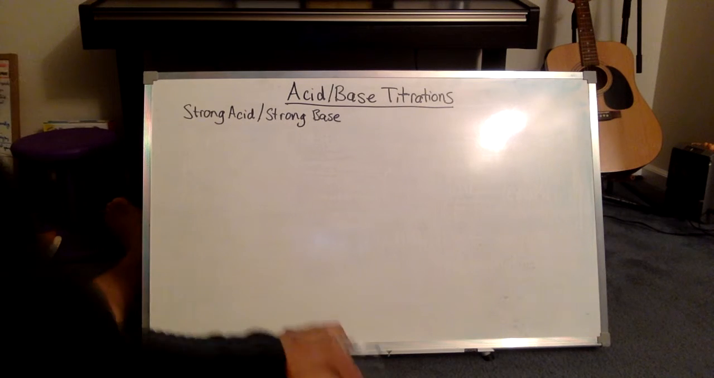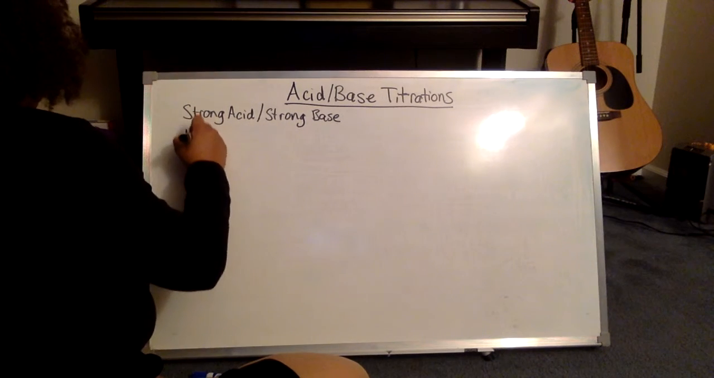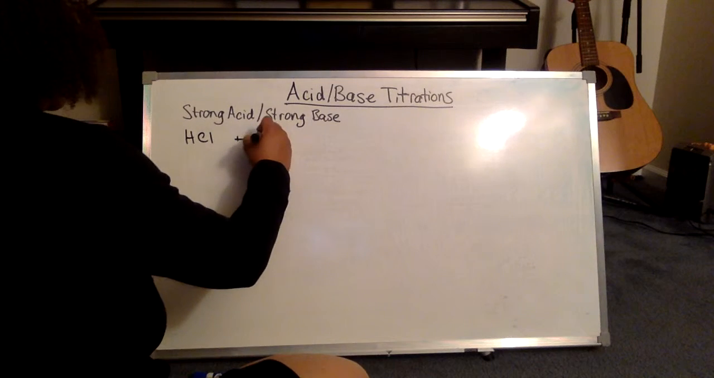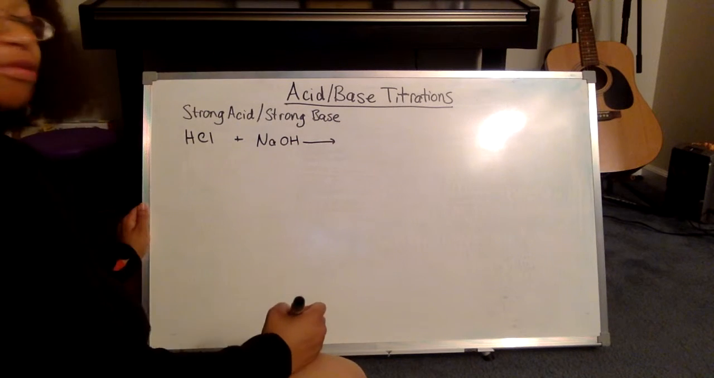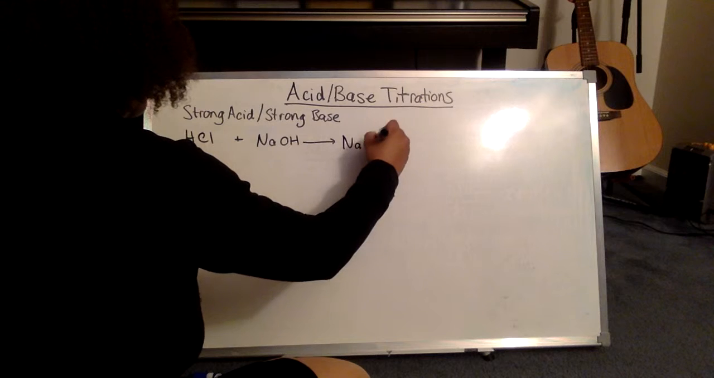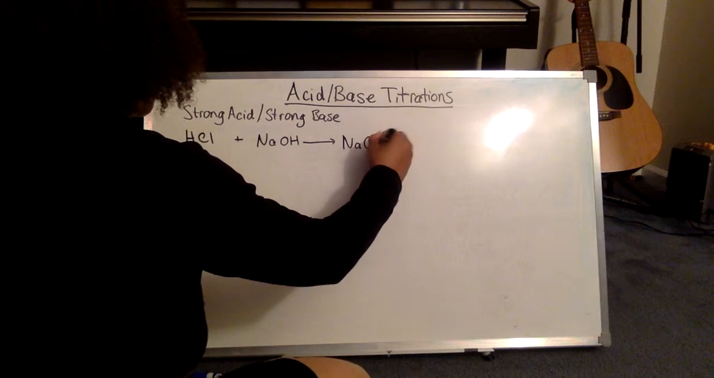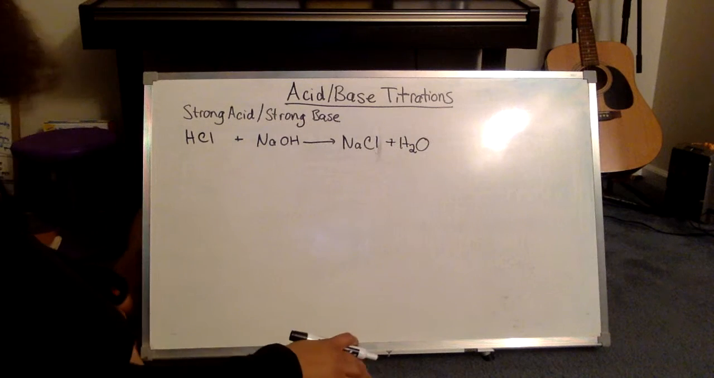What is that? That is when you react, for example, a strong acid, like HCl, plus a strong base, like sodium hydroxide, to then get, what do we get? A salt, NaCl, and water, right? We remember that.